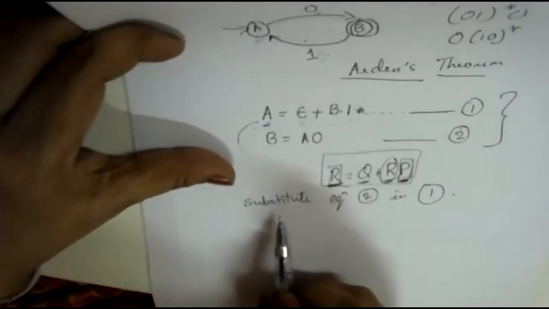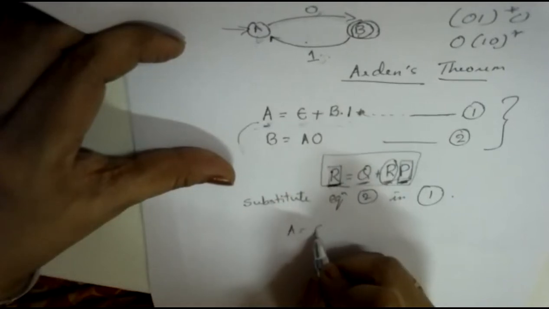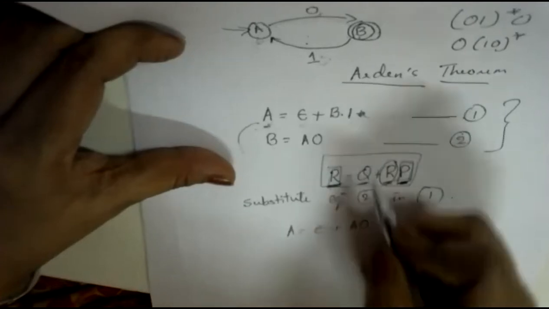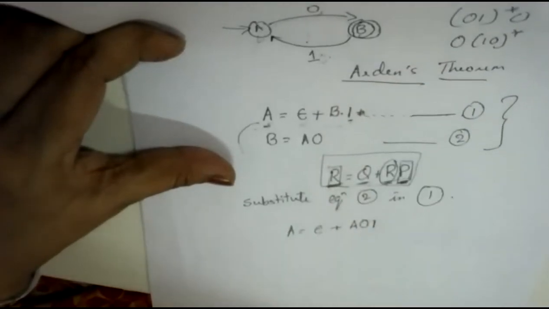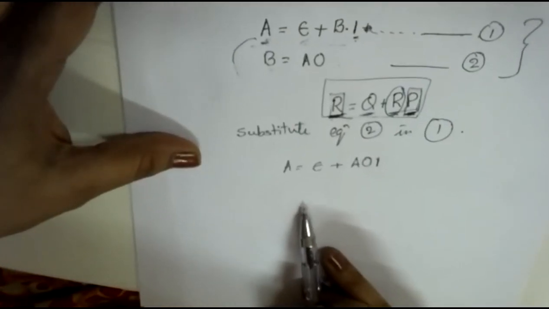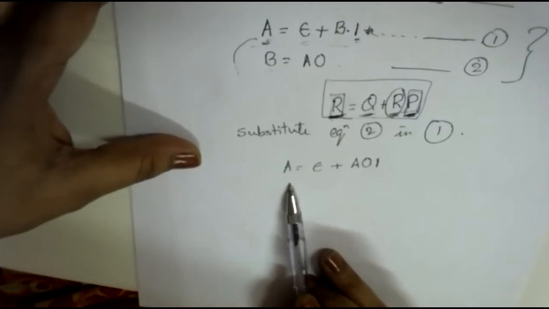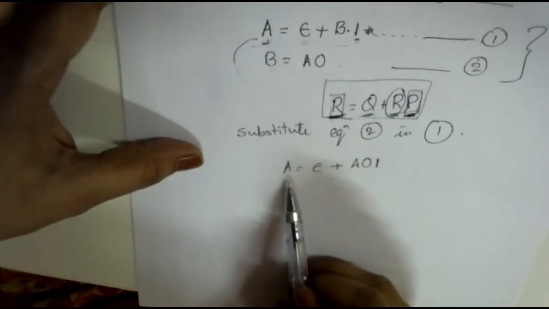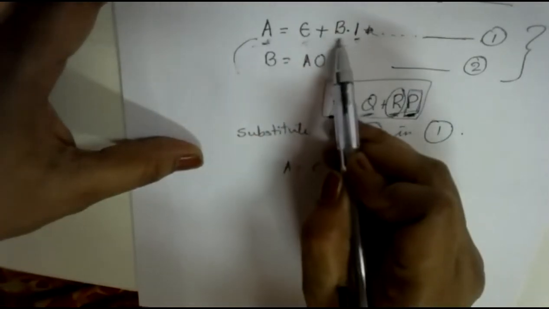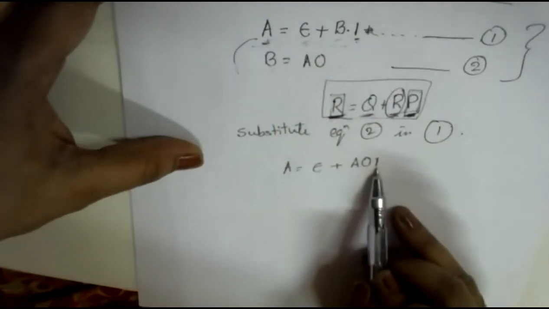So, substitute equation 2 in 1. What will I get? A is equal to epsilon. In place of B, I'll write A0, and this 1 remains as it is. Any doubt till here, students? I hope it is clearly visible. So, A is equal to epsilon as it is, plus, instead of B, we are substituting A0, and this 1 as it is.